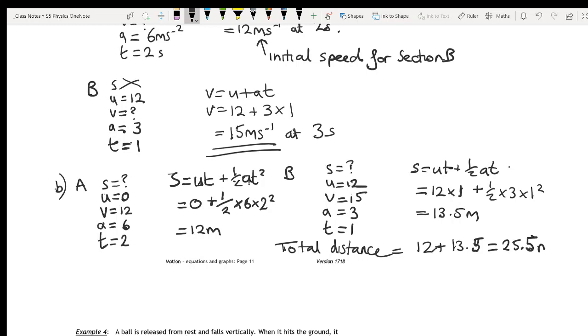So the answer should come to 25.5 meters. So you use s equals ut plus half at squared. You can use any of the other equations, but I think this one's the easiest one to use. So you get 12 meters for section A, 13.5 meters for section B, and then you add them together to get your final answer of 25.5 meters.